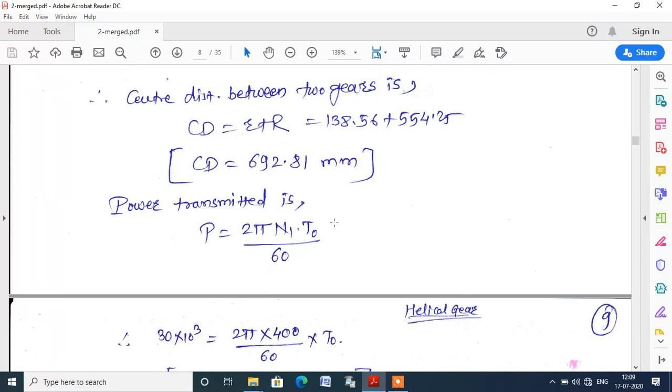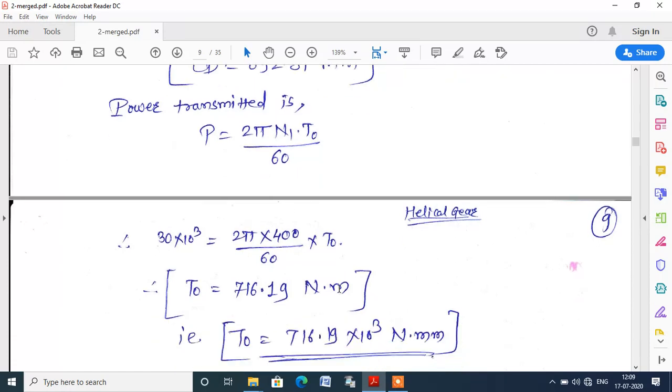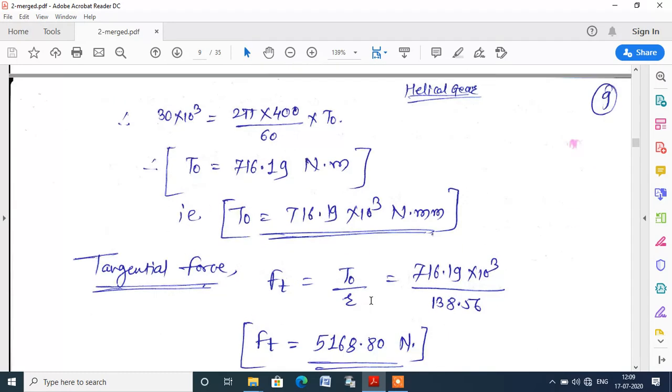Now for the forces, we have to calculate the torque first. Power is given. So power equals 2 pi n1 into T divided by 60. By putting the values, power, then n1 is 400, and T as it is. So we can calculate T as 716.19 Newton meter. This answer is in Newton meter, so convert it into Newton mm: 716.19 into 10 raised to 3 Newton mm.